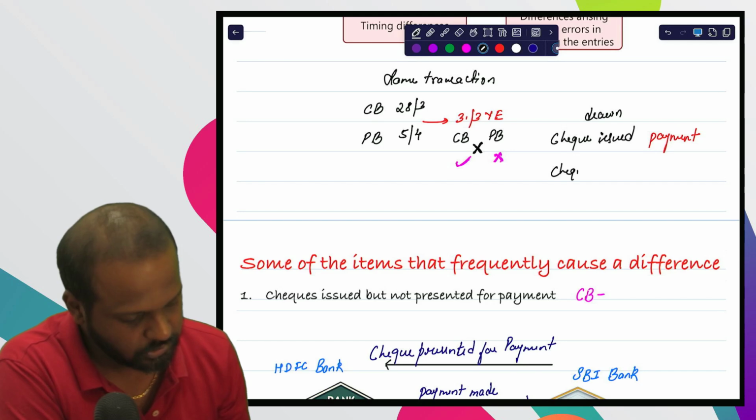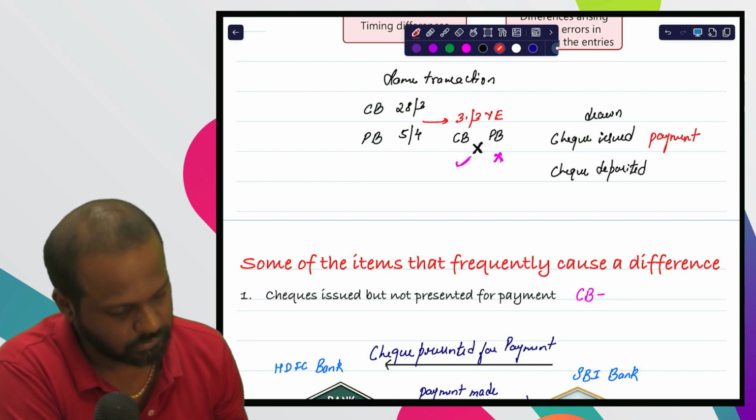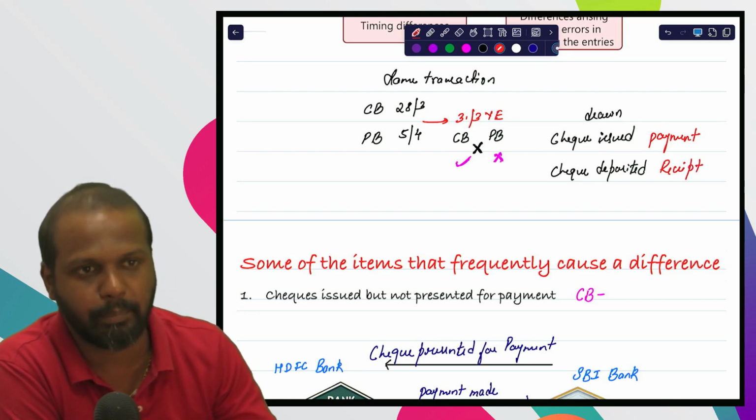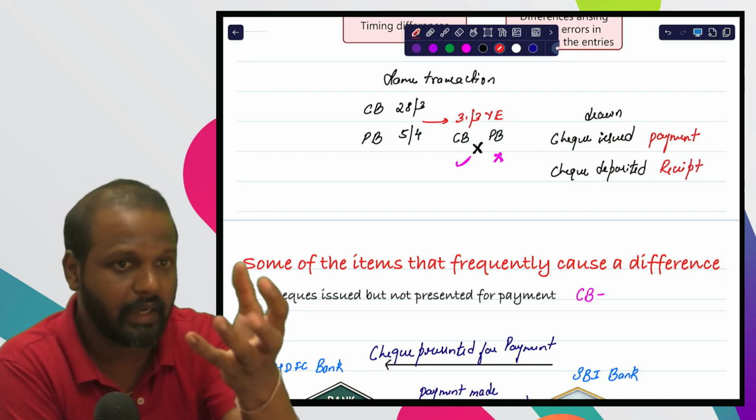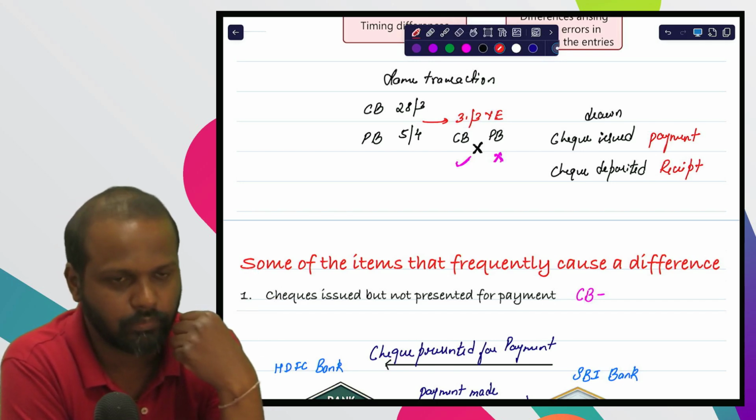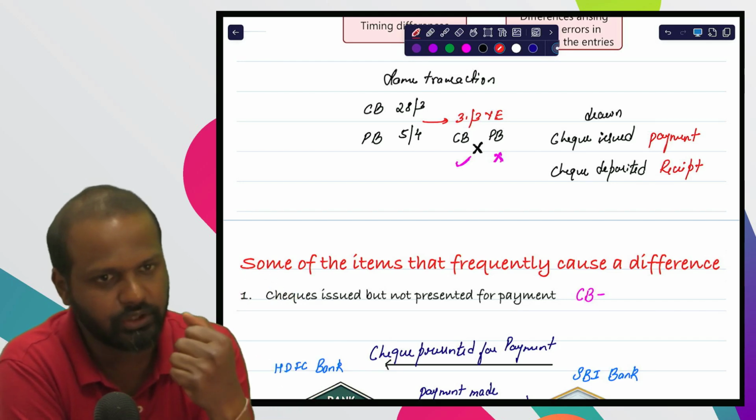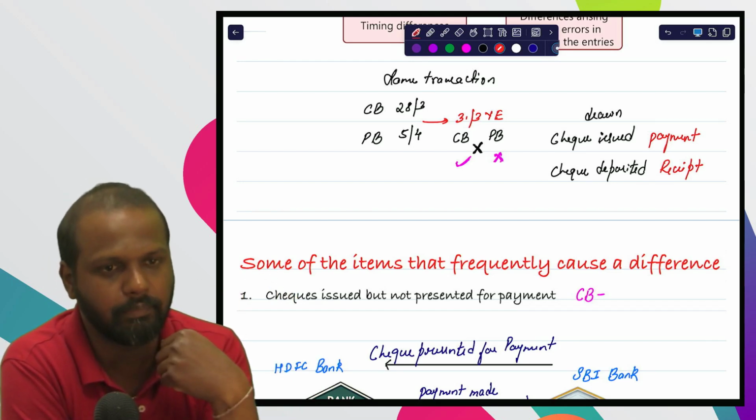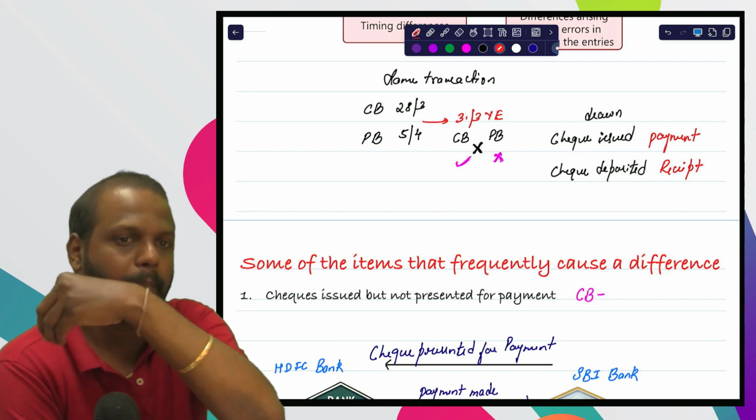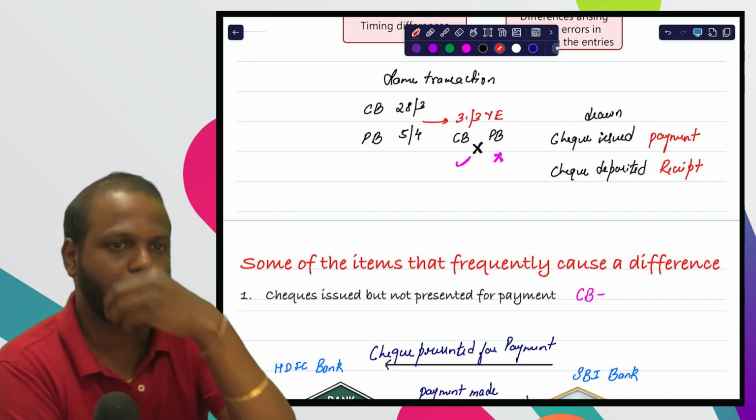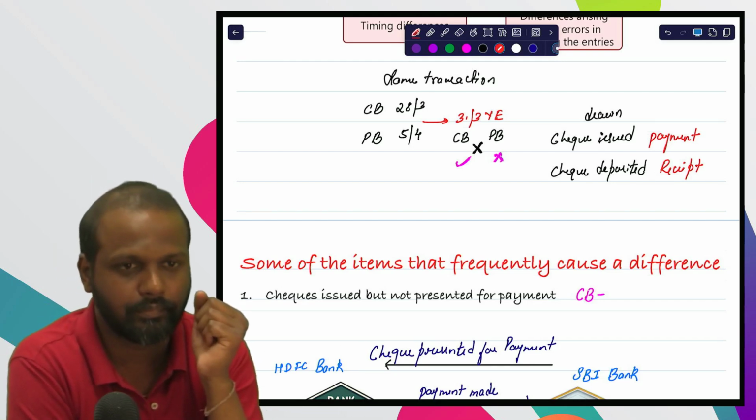Next, check deposited. Check deposited is for receiving the money, receipt. Let us say I have to receive the money from you. If I have to receive the money from you, you will issue the check. You will draw the check and give it to me. That check I am going to deposit into my bank account.